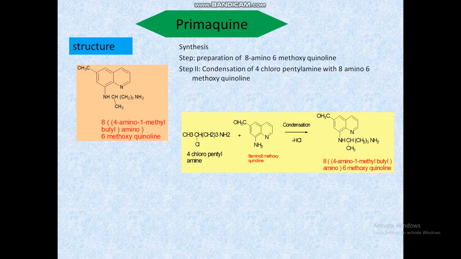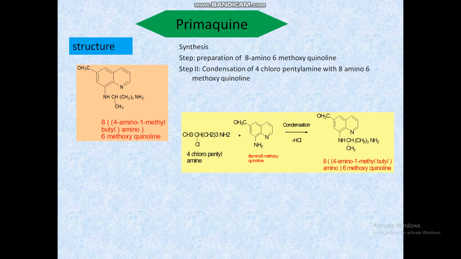Next, the branched side chain, as in pentaquine, has less activity. So this is a branched chain. Primaquine and pamaquine have the branched chain. So next, let's move to the synthesis of primaquine.